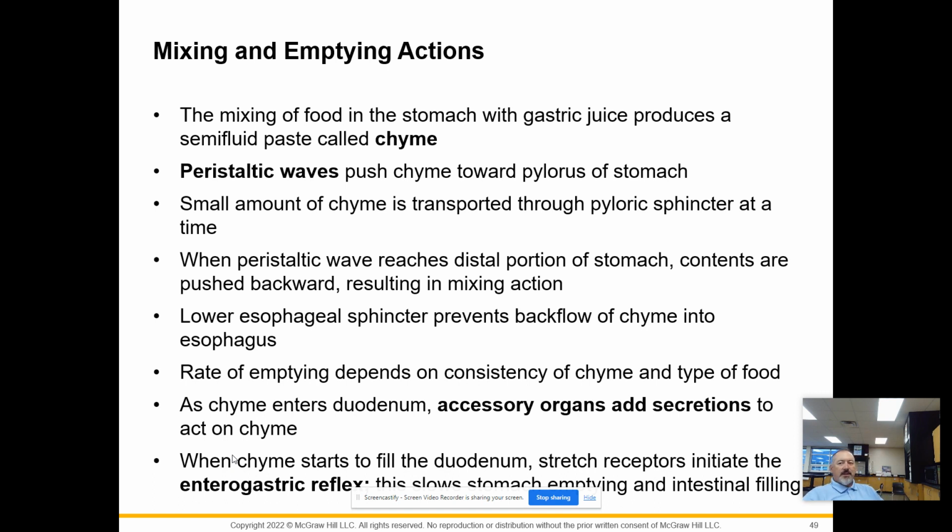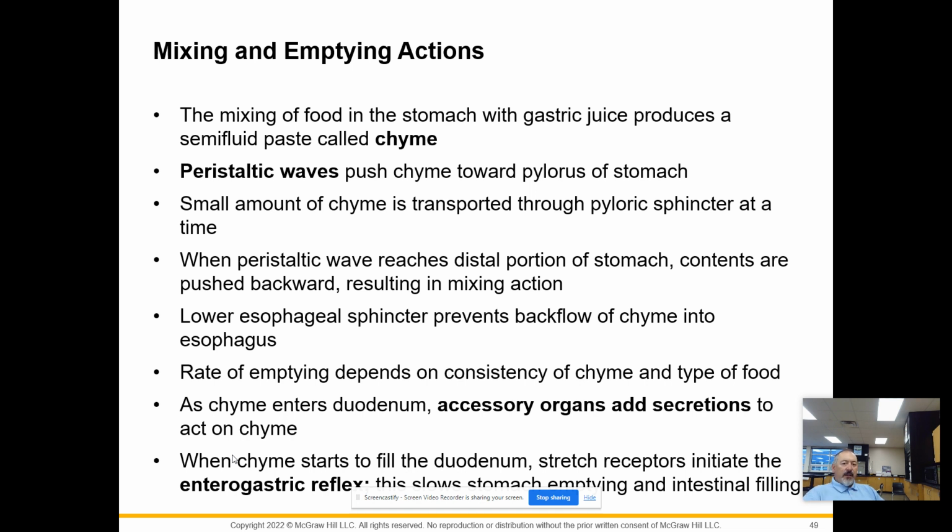The small amount of chyme is going to be transported through the pyloric sphincter by peristalsis. We're going to have a little bit move through at a time, and your body is going to use these peristaltic waves of the distal portion of the stomach to help push it back if it needs to, and that's going to keep mixing it, keep chemically breaking it down. The lower esophagus is going to prevent backflow of chyme into the esophagus. This is what we call the cardiac sphincter.